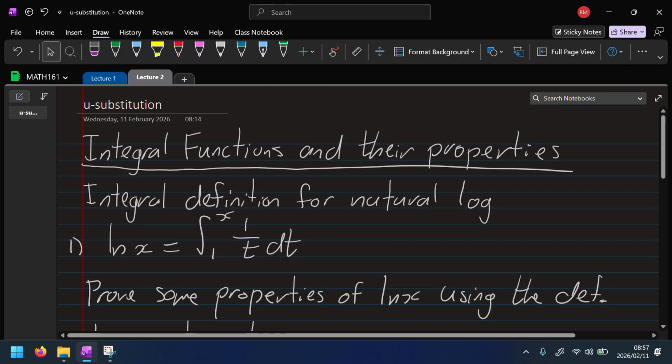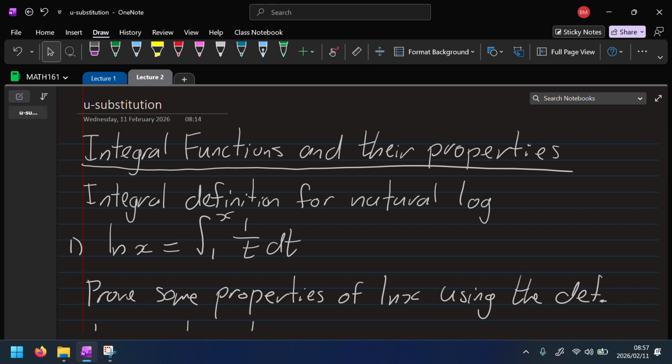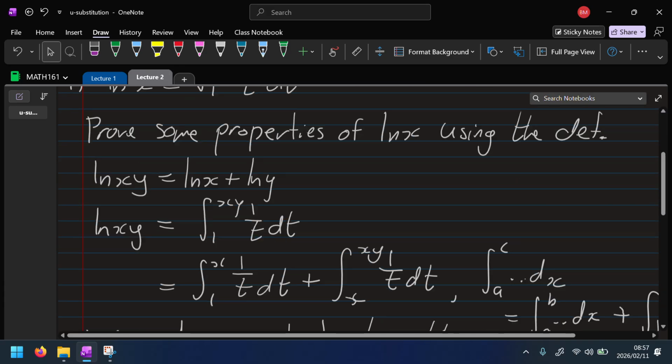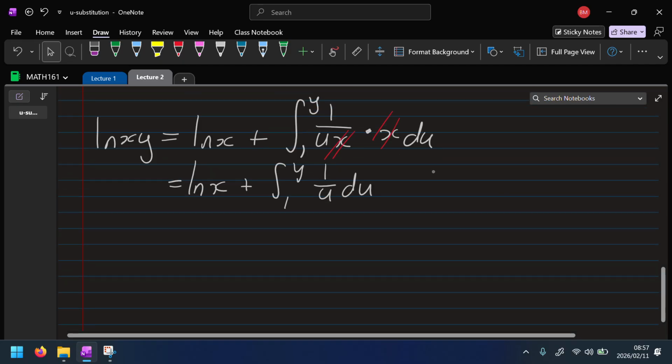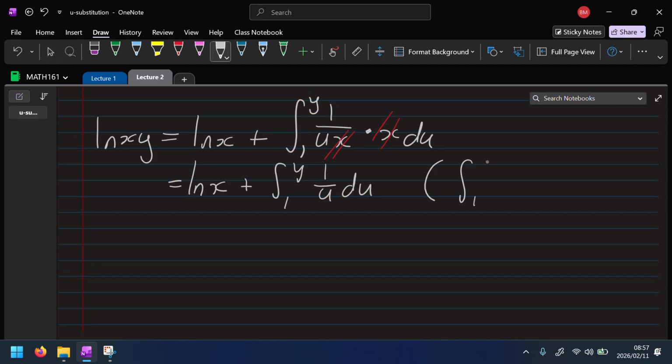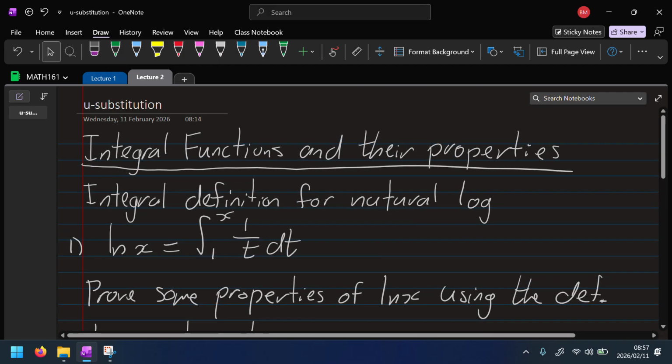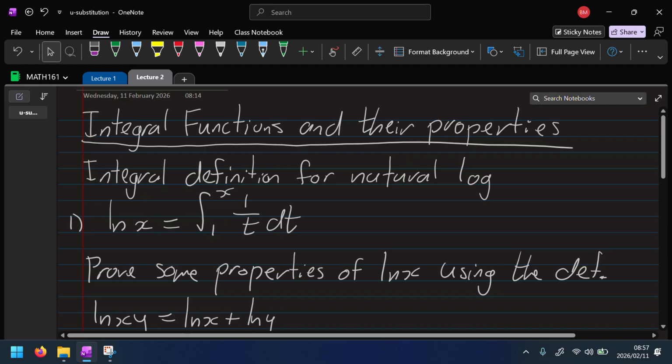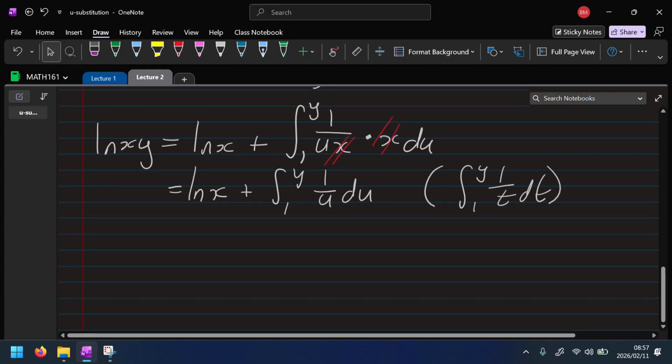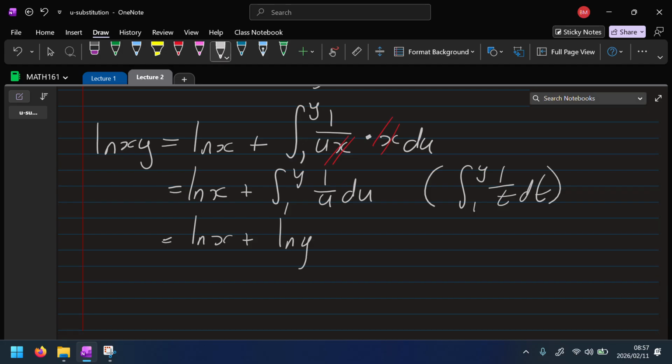Go back up a little bit. If we ignore the variable, what is it? What's that? Natural log of y, exactly. So this we could have easily just written as the integral from 1 to y, 1 over t dt. That's exactly what we have at the top here, but instead of x we have y, so it's natural log of y. And we're done. That's the proof.